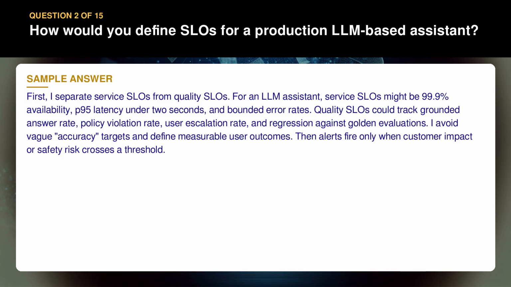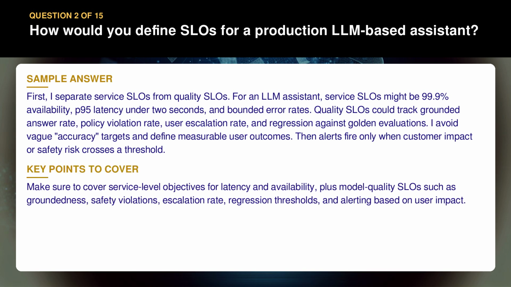I avoid vague accuracy targets and define measurable user outcomes. Then alerts fire only when customer impact or safety risk crosses a threshold. Make sure to cover service-level objectives for latency and availability, plus model quality SLOs such as groundedness, safety violations, escalation rate, regression thresholds, and alerting based on user impact.